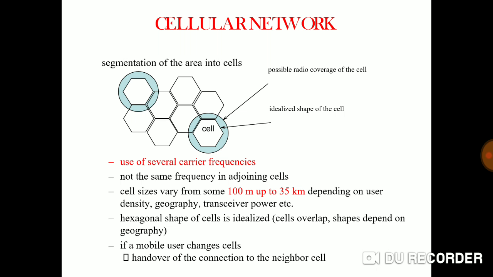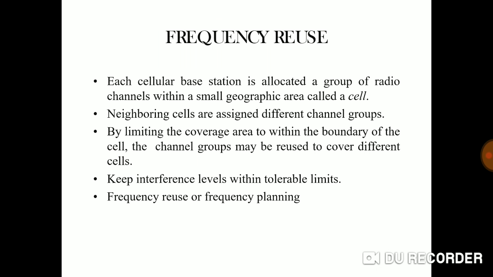The main thing we have to consider is that adjoining cells should not contain the same frequency, and each cell size should vary from 100 meters up to 35 kilometers depending upon the density, geographical area and the transmitting power, etc. Here the cell is used in a hexagonal shape in order to overcome cell overlap and also the geometries. So we are going for the cellular reuse factor.